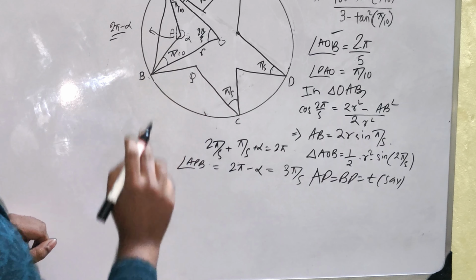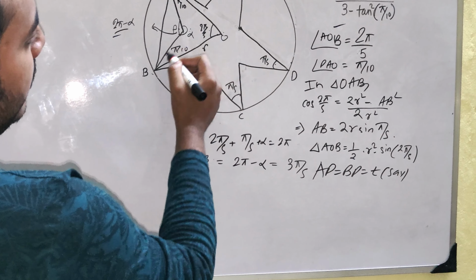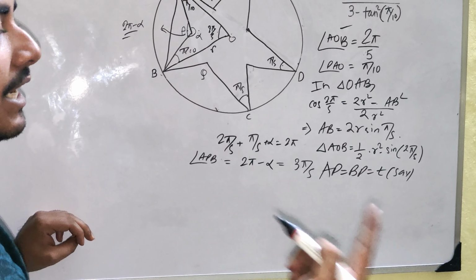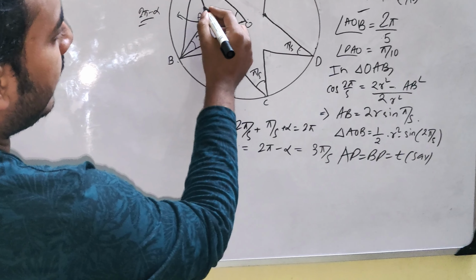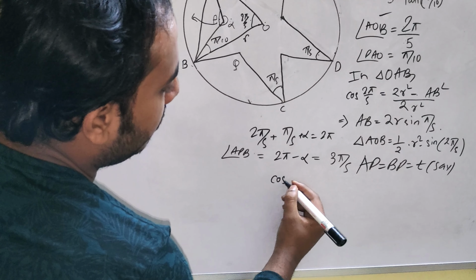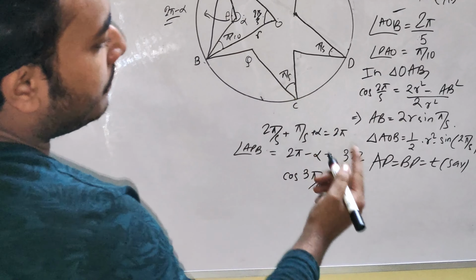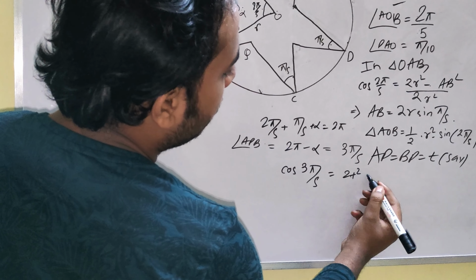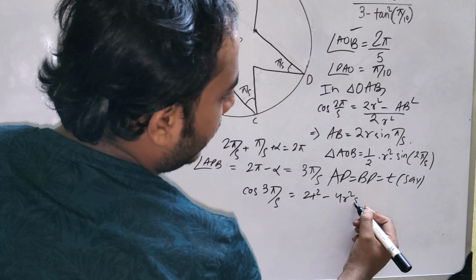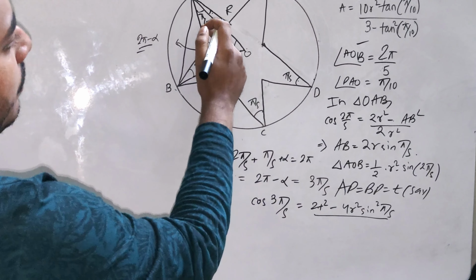And again in this triangle we would like to apply the same rules. So we know this angle, we know AP and BP, and we know the length of AB. What we can do is apply the cosine rule again on the angle APB inside the triangle APB. So cosine of angle APB should be equal to AP square plus BP square, which we have assumed as T, so 2T square, minus AB square, which is this 4R square, divided by 2 into T into T.